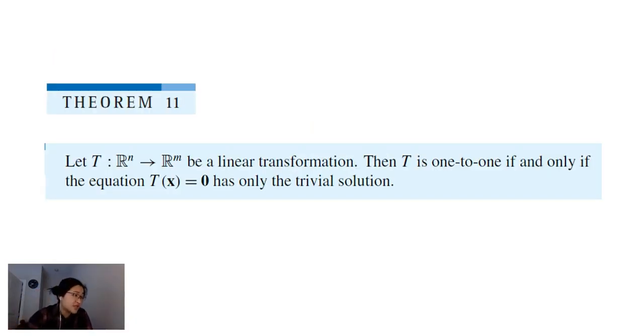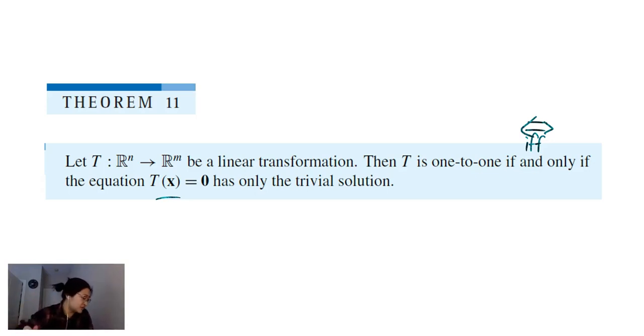So if T is a linear transformation from Rn to Rm, T is one-to-one if and only if the equation T of x equals 0 has only the trivial solution. So we have one-to-one if and only if we have only the trivial solution.